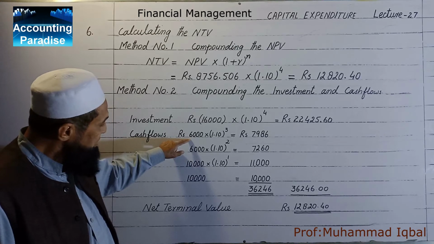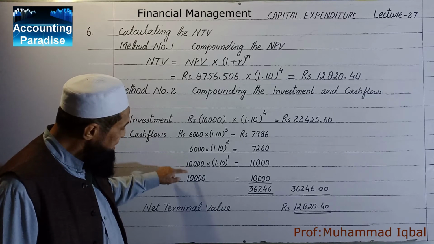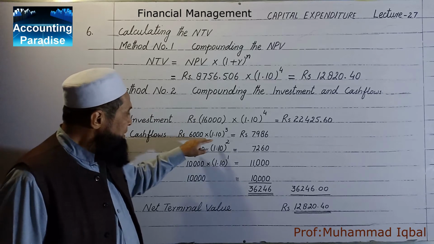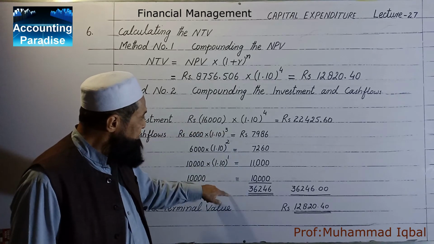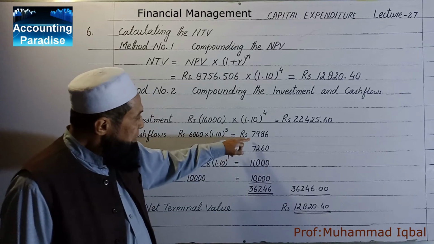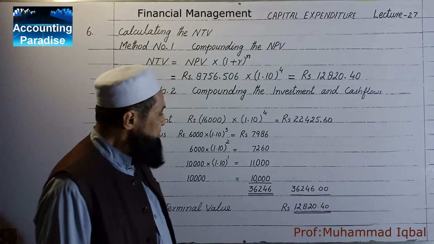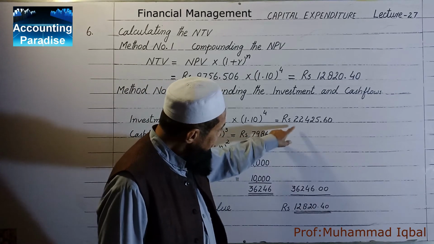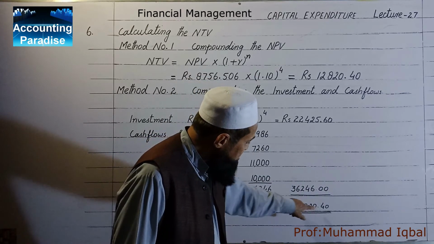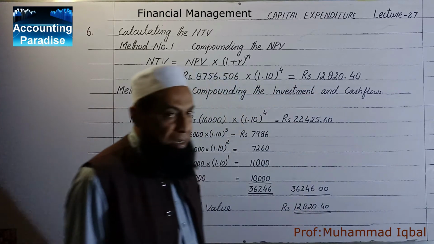Cash flows. The four cash flows: the first is 6,000, the second is 6,000, then 10,000 and 10,000. The first cash flow is 3 years before the terminal value, this is 2, this is 1, and this is on the last date. The total comes to 36,246. When we deduct the investment from this, we have 12,820.4. By this method, the same result can be achieved.